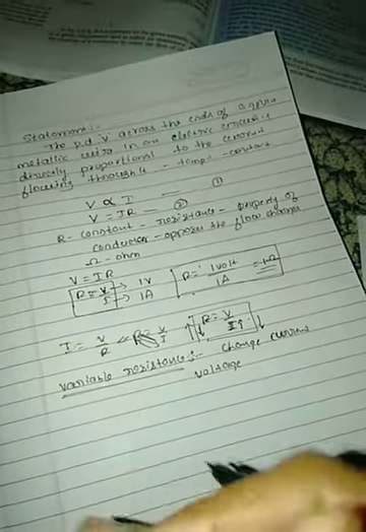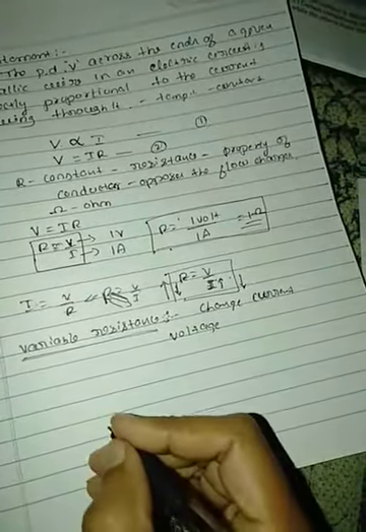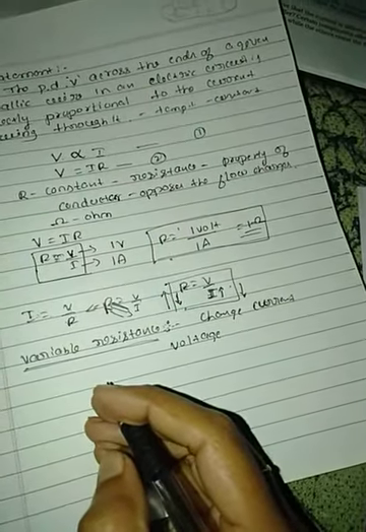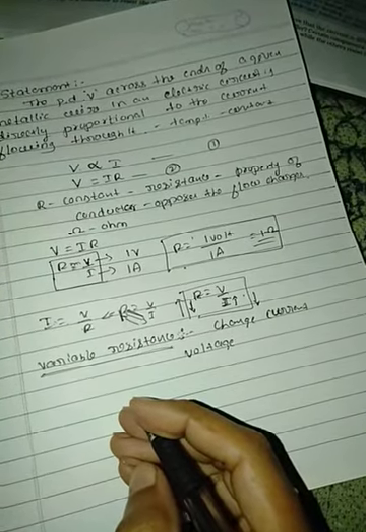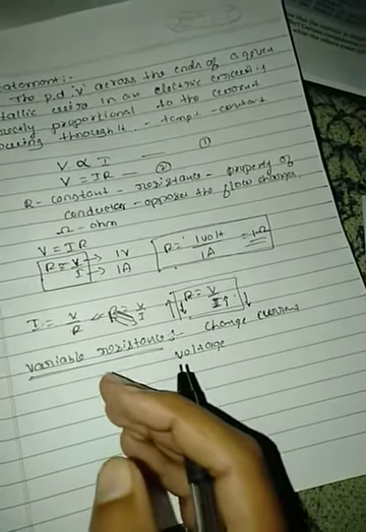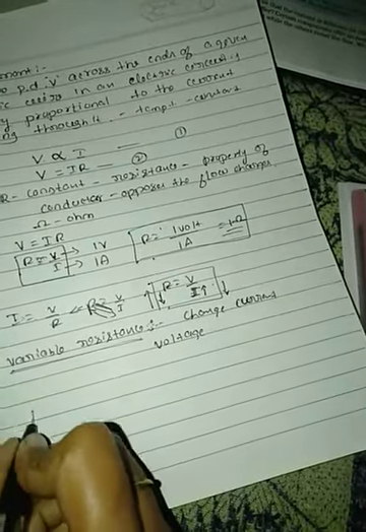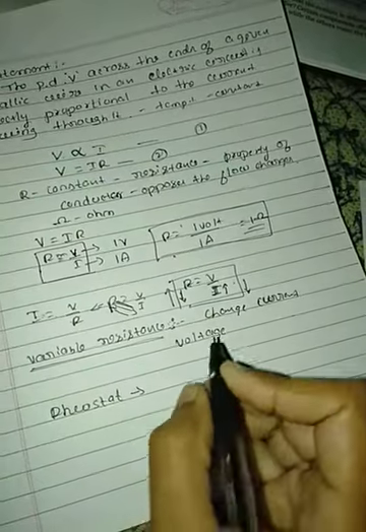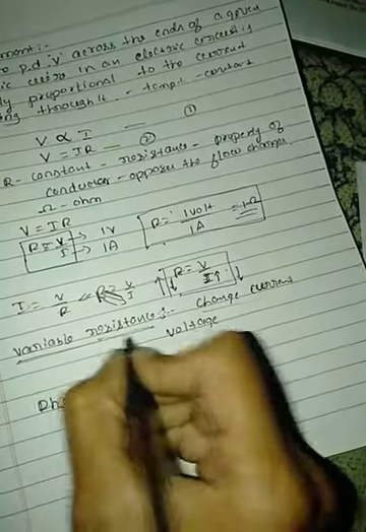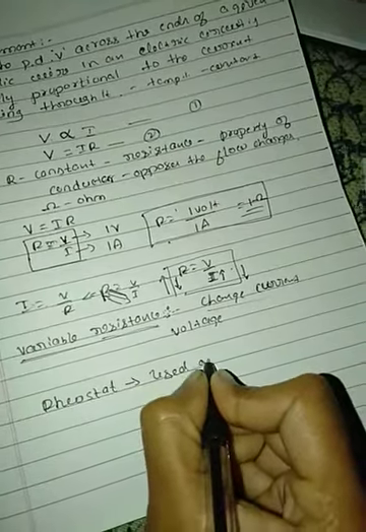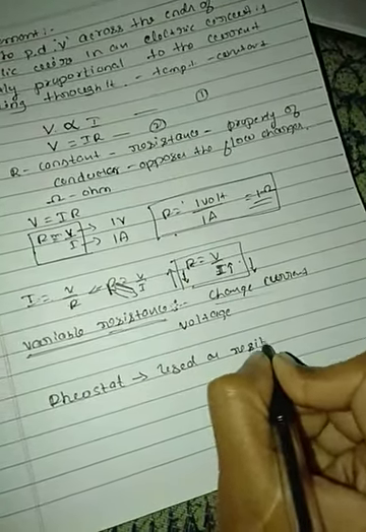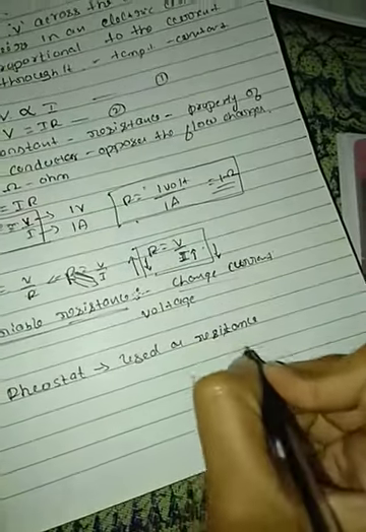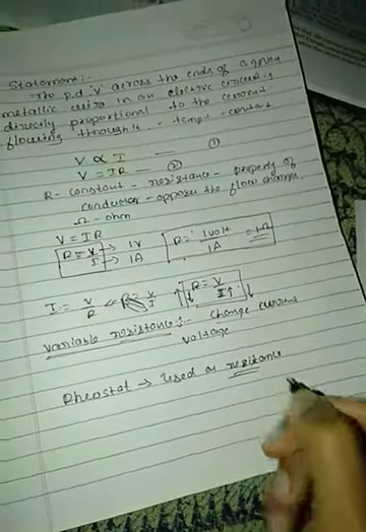Nowadays we use a rheostat as a resistance. In an electrical circuit, a rheostat is used to vary the resistance. Remember that. A rheostat is also used to change the current value, or it is used as a resistance. Remember that.